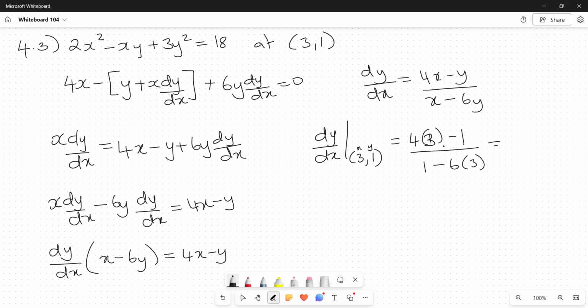So this is 12 minus 1, that gives us 11. And then, sorry, what am I doing? This should be 3. Then 3 minus 6, that is negative 3. So our answer is negative 11 over 3.